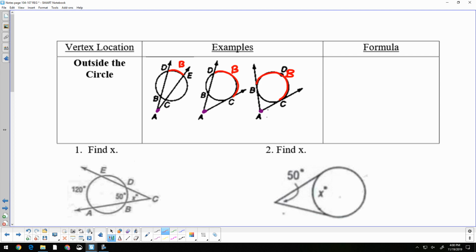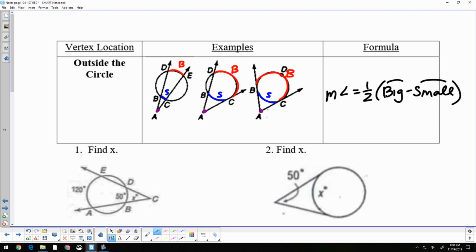And then we also have a small arc. We have this one, which is small. We have this one, which is small. And this one is small. So the formula for this is that the angle is equal to half of the big arc minus the small arc. So we subtract them and take half.